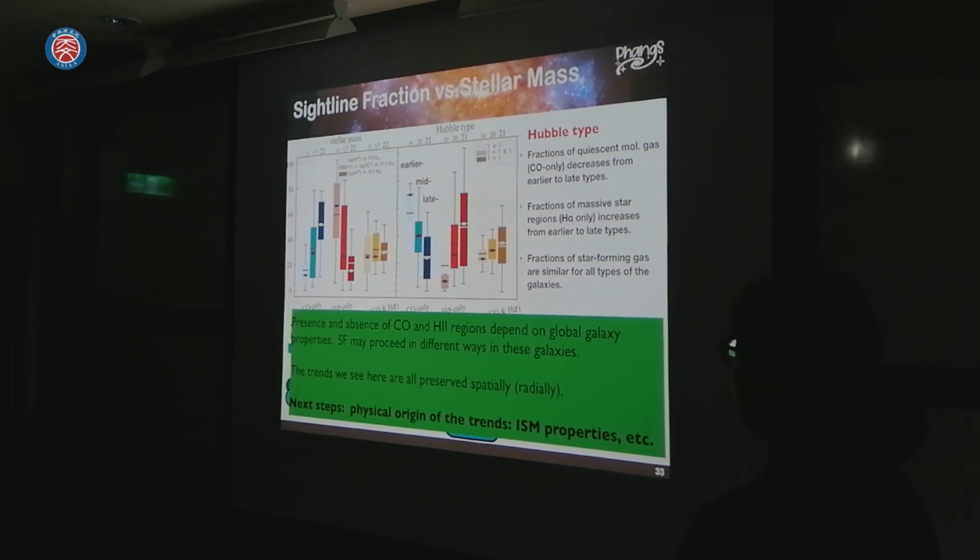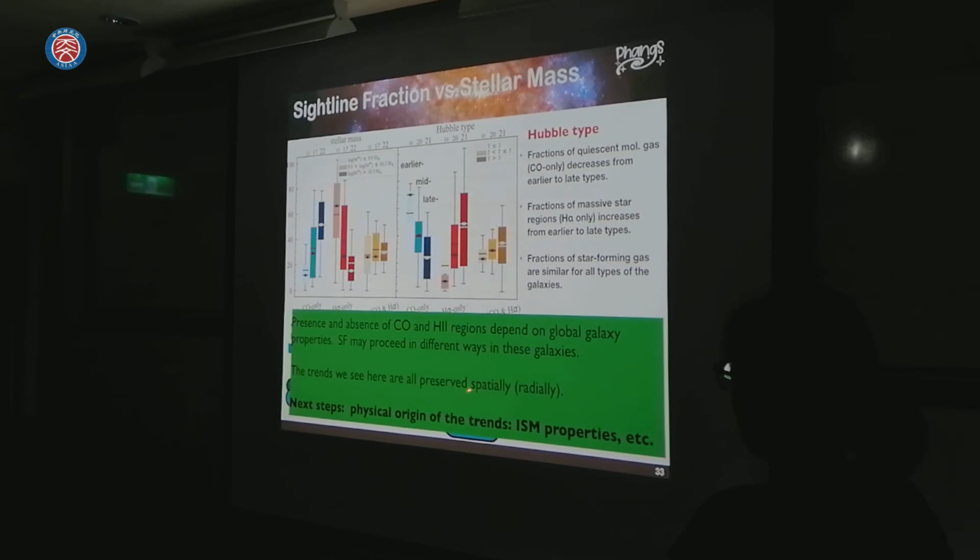And here are the global fractions. So there's only one fraction for one galaxy. And the trends we see here are all preserved spatially, or radially, when we plot the radial sightline fractions.